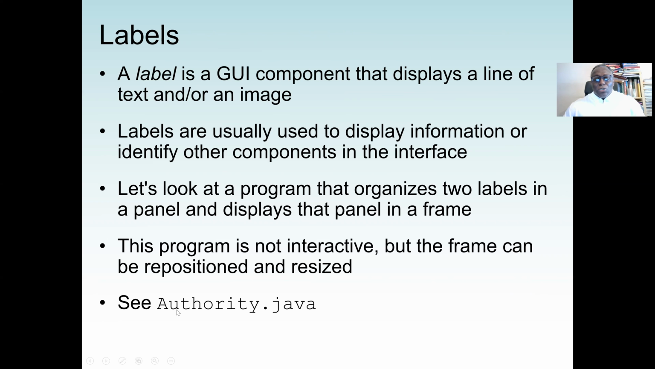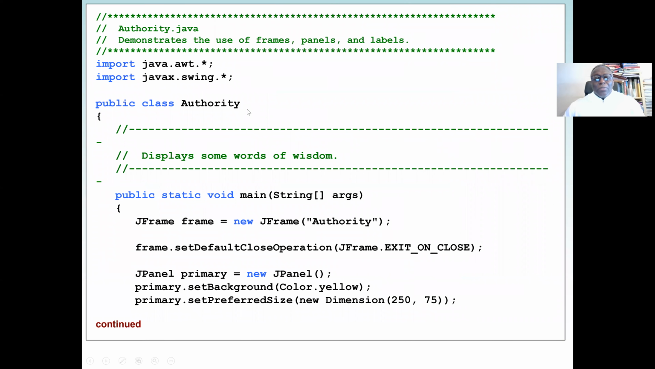This program name is Authority.java, and it's going to organize 2 labels in a panel, then display the panel in a frame. So this is the program. Here you can see the first thing we do, again, we import the Abstract Window Toolkit or AWT package. And we also import the Swing package, javax.swing. Here we are using the asterisk, which means we are importing all the classes in both packages. Our main class name is Authority, because the Java file name is Authority. Then we have our main method.